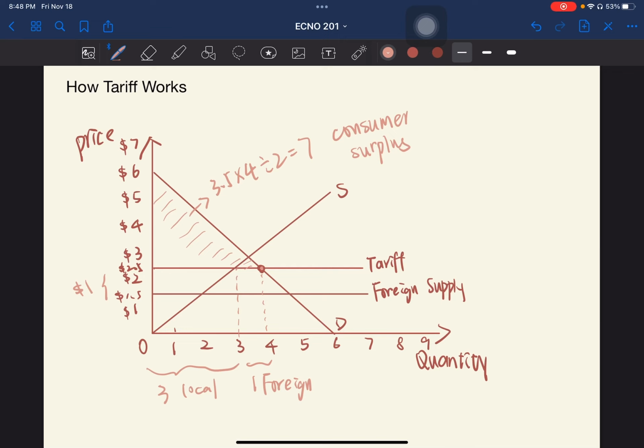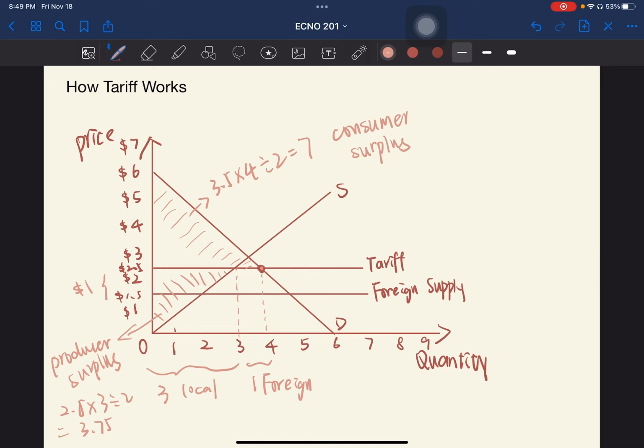And what is the producer surplus? It is below the price and above the supply curve. And this is the producer surplus. And how are we going to calculate this? This will be 2.5 multiplied by 3 and divided by 2, so 2.5 multiplied by 3 divided by 2 would be $3.75. And this is the producer surplus.